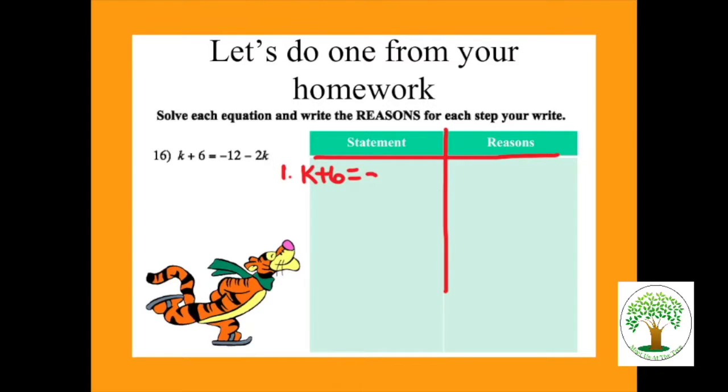K plus 6 equals negative 12 minus 2K. This is the original statement that's given to us. We're going to solve it. This is going to get you used to doing proofs to see how everything works. You write the word statement on one side and reasons on the other. The very first reason is because this problem was given to you. So the answer is given. You always start with the given.